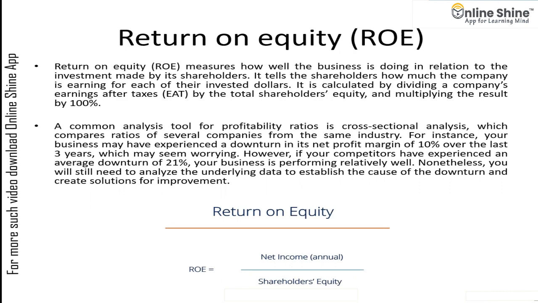A common analysis tool for profitability ratios is cross-sectional analysis. Just doing an overview of this, we will not get into details, it compares ratios of several companies from the same industry. For instance, your business may have experienced a downturn in its net profit margin of 10% over the last 3 years, which may seem worrying. However, if your competitors have experienced an average downturn of 21%, your business is performing relatively well. Nonetheless, you will still need to analyze the underlying data to establish the cause of the downturn and create solutions for improvement. So if you turn the tables and make it better, you will get some warning beforehand because of calculating this ratio.